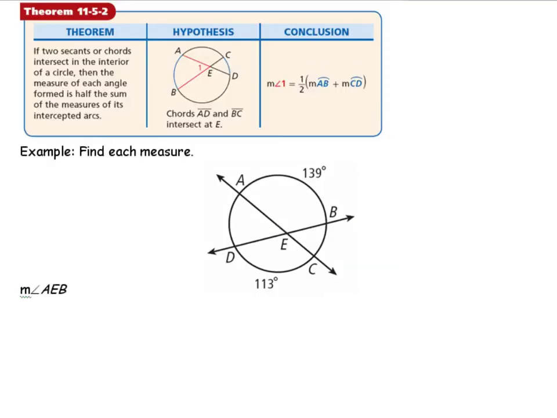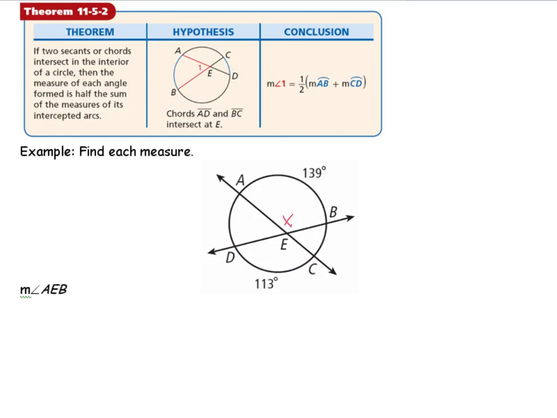All right, this next theorem, you guys, says that if two secants or chords intersect in the inside of the circle, then the angle is going to be the sum of the arcs intercepted. So these angles are going to equal the arcs added together and then divided by 2. So let's try this. If I want to find angle AEB, let's call it X in this case, that angle is going to equal the sum of these divided by 2.